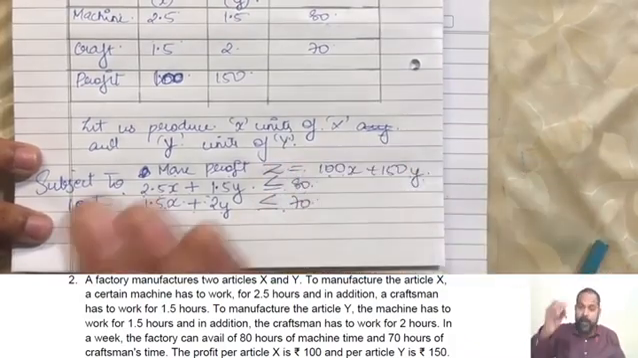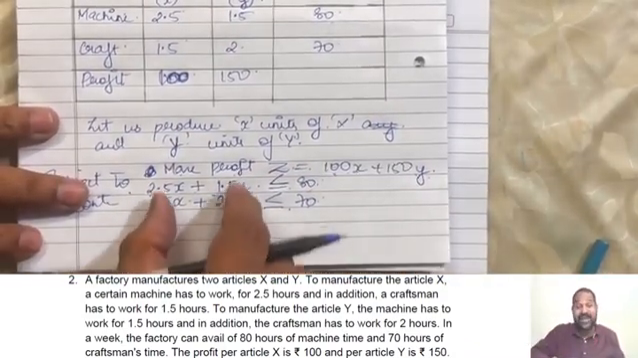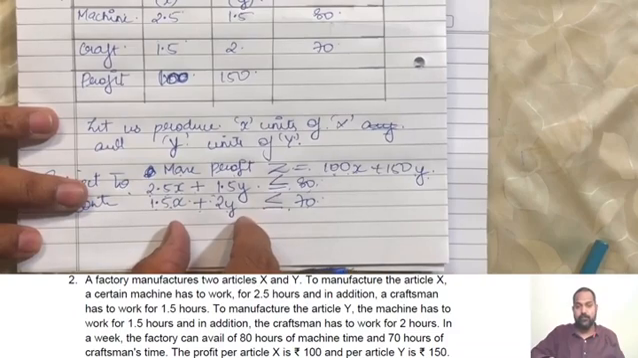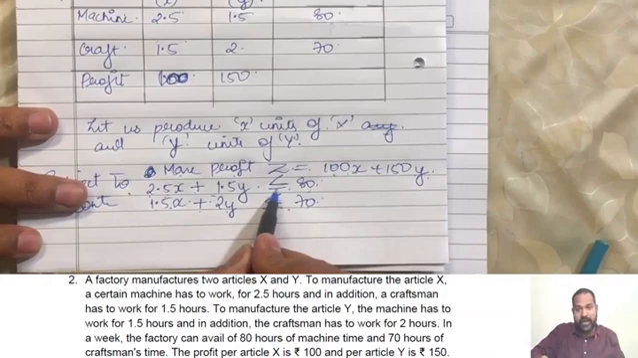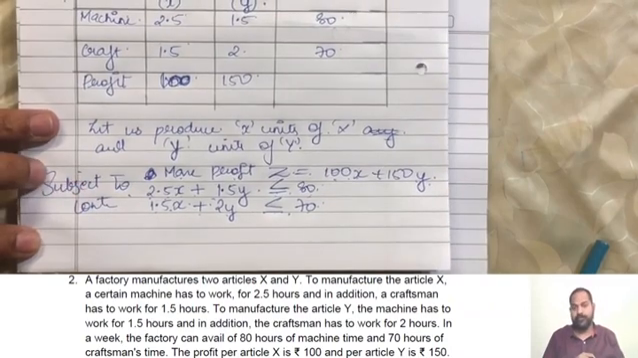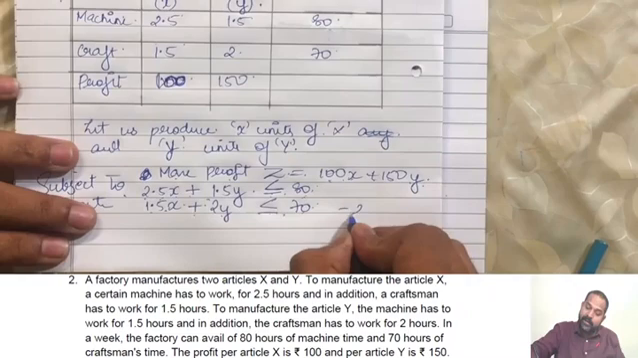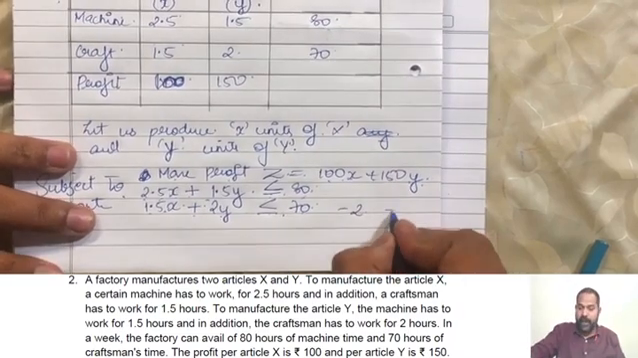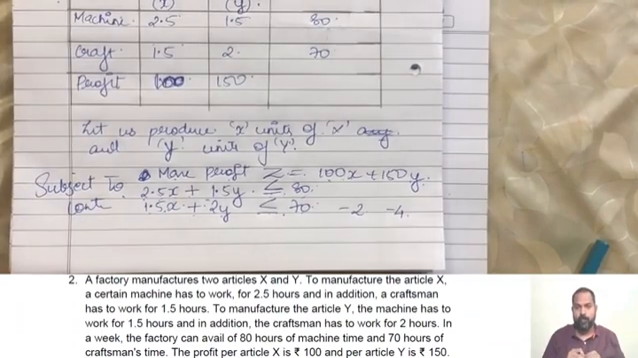I agree. But make sure that x and y values agree to the fact that this total should be less than or equal to 80 and this total should be less than or equal to 70. Fine. So can I do one thing? Can I say make minus 2 articles of X and minus 4 articles of Y? Is that allowed? Yeah. Put this in.